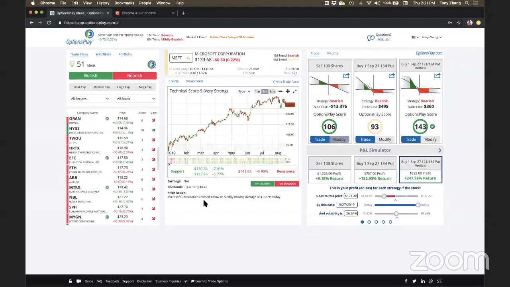Wayne is saying, I like the data manipulation that Options Play offers. What I would also like to see is the ability to manipulate the current price of the stock to see the results that Options Play will show. Well, that's exactly what the P&L simulator does. It allows you to manipulate the price of the stock to see how these options trades will perform.